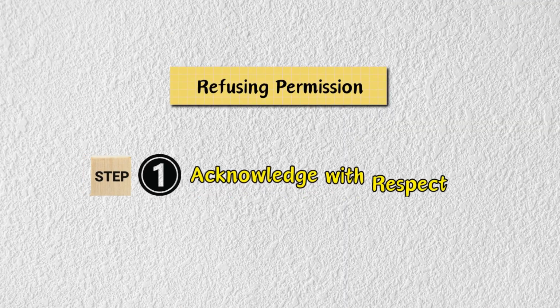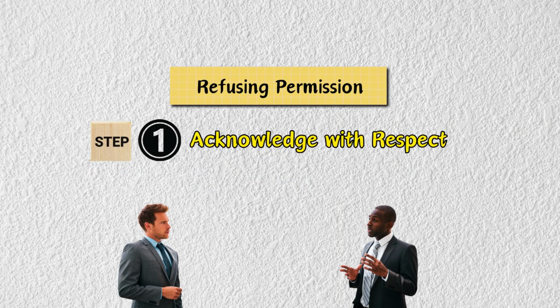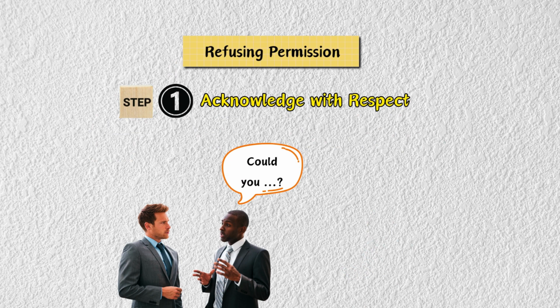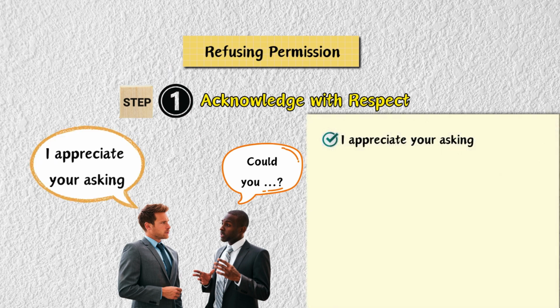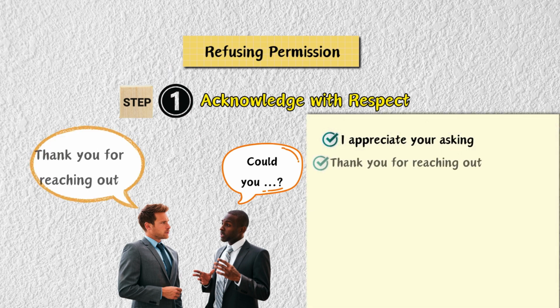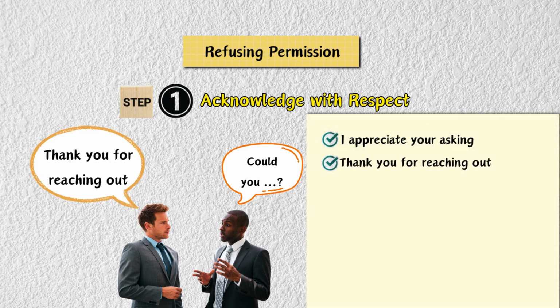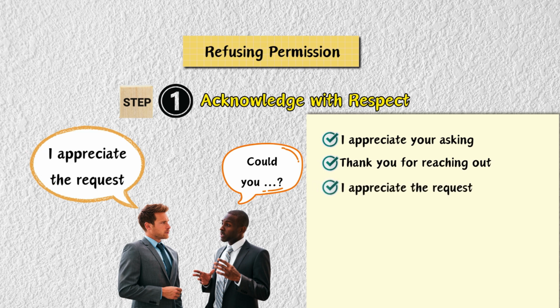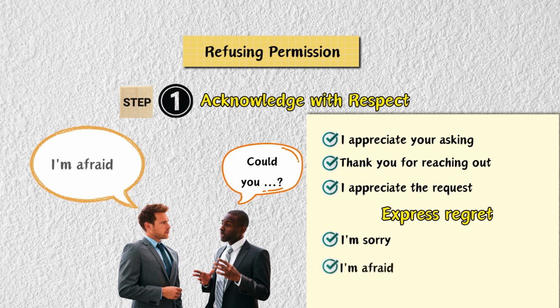Step 1. Acknowledge with respect. In formal contexts, when someone approaches you seeking permission, expressing gratitude and respect is key. You might say, "I appreciate your asking," "Thank you for reaching out," or "I appreciate the request." This sets a tone of respect right from the beginning. In general cases, you use words to express your regret like I'm sorry, I'm afraid, regrettably, unfortunately.